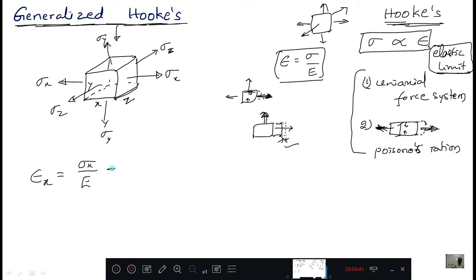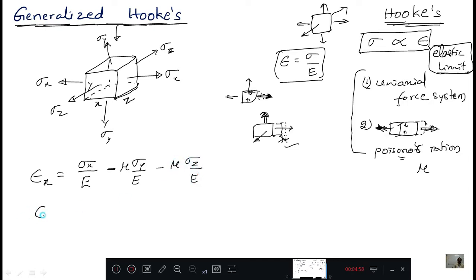Therefore, how much is that loss? Poisson says that loss is mu times. Therefore, it is minus mu times sigma y by E. Minus, again in the z direction I am applying, therefore loss is there, mu times sigma z by E.